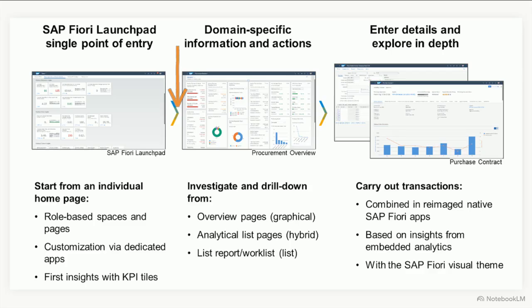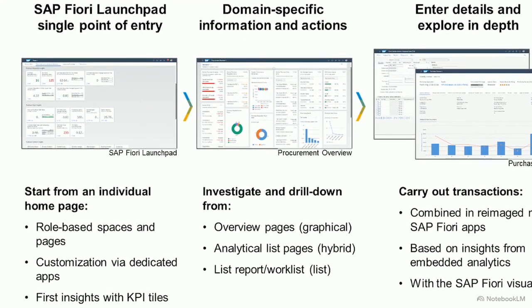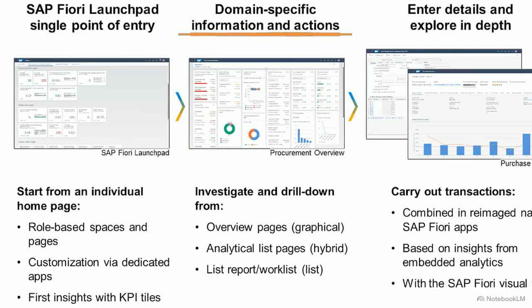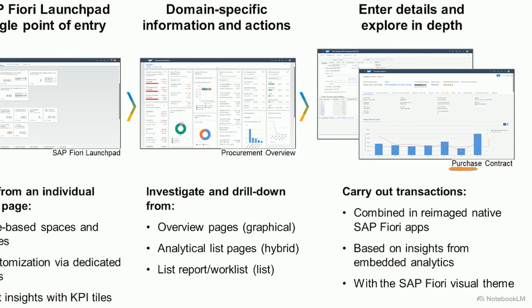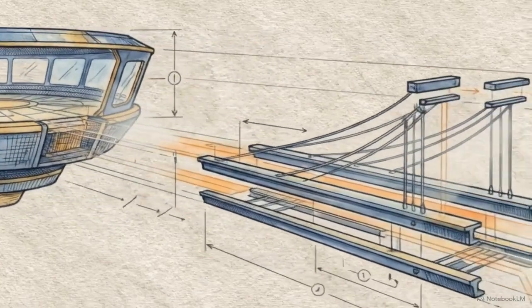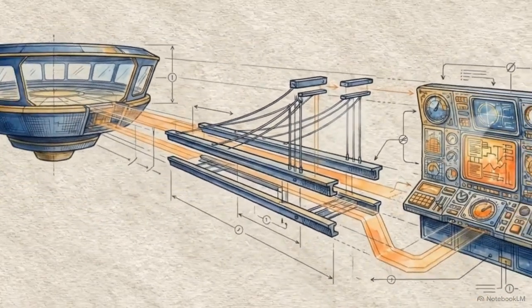These application types work together to form a directional workflow pipeline. The process begins at the Launchpad, where the user identifies immediate needs through active KPI tiles. When the user identifies an anomaly, they drill down into domain-specific information, using overview pages or list reports to investigate the cause. Once the issue is understood, the user moves into a detailed object page to carry out a specific transaction, such as extending a contract or updating a sales order. Fiori bridges the wide gap between high-level monitoring and granular data entry, combining them into a single, seamless motion.